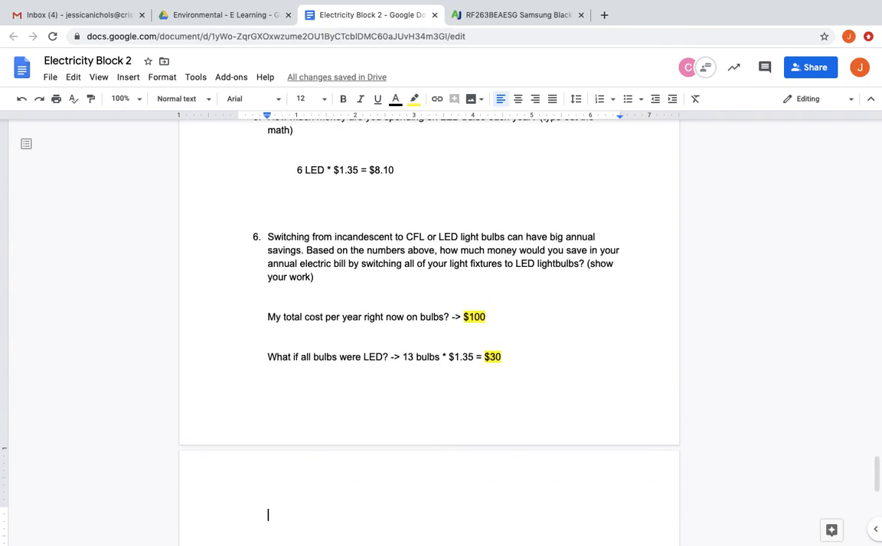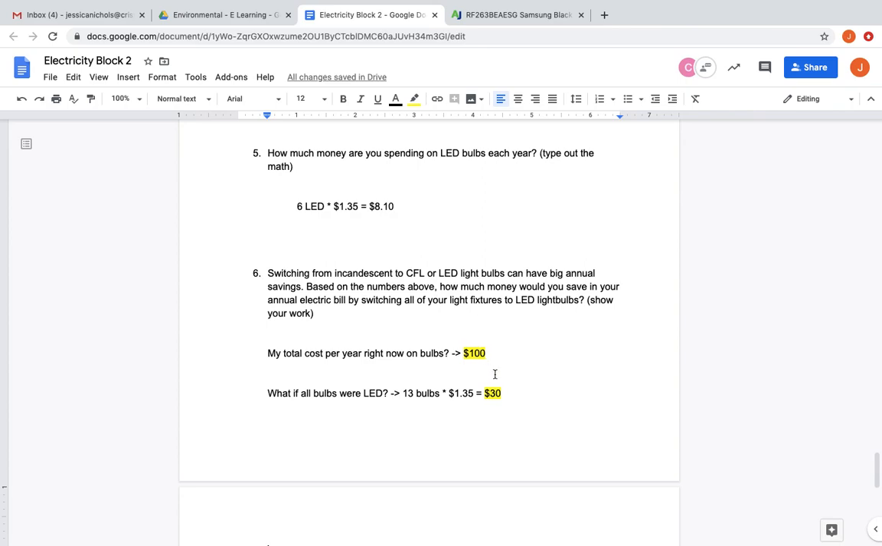I know I made up a lot of numbers there, and that 100 and that 30 didn't come from anything, but I'm just saying your total cost is going to be a certain number, and then the total cost if you used only LED bulbs is going to be a smaller number, and you're going to find the difference, and you're going to say that's how much money I would save if I switched to LED bulbs. Okay, you're going to realize it's pretty significant. And that's basically it. That's part 2.